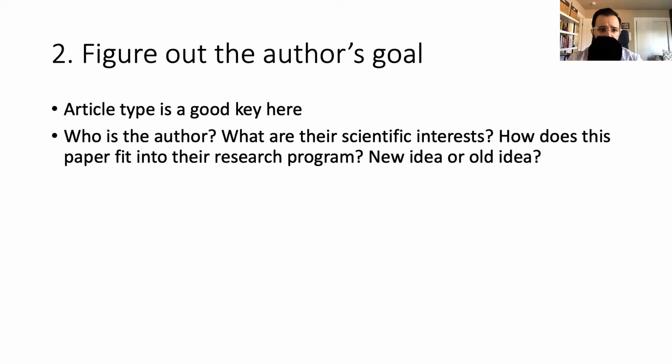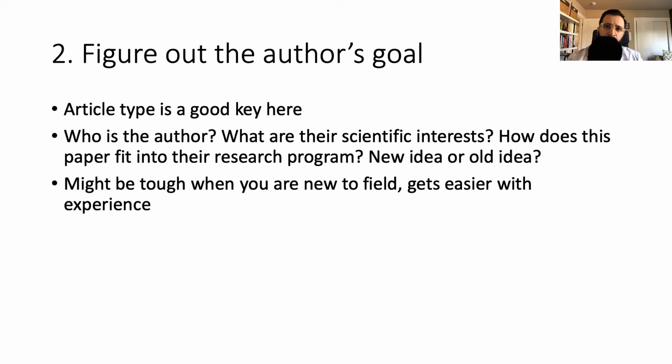You can also work on what the author's goal might be by looking up who they are. What are their scientific interests, and how does this paper fit into their interests? Is it part of a long program they've had going, or is it a kind of new idea that they're exploring? That might help you think about their use of their data or their interpretation of their data. Keep in mind that all of these will be kind of tough when you're new to reading scientific articles, but I think this one in particular out of these 10 is tough when you're new to a field. It's the kind of thing that gets easier with experience, so don't bang your head against the wall too much trying to figure this out if you feel like you can't right away.